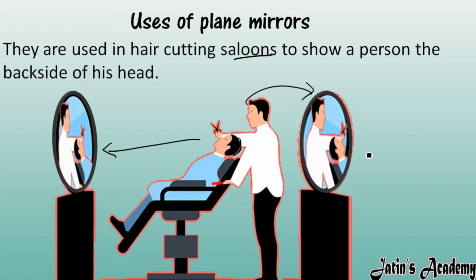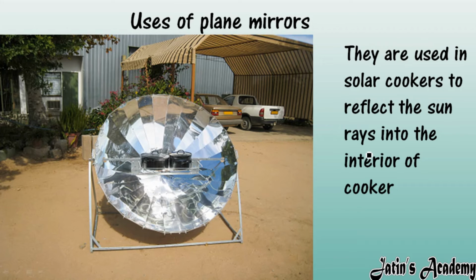That is why plane mirrors are also used in hair cutting salons. Next, plane mirrors are also used in solar cookers. This is a solar cooker, the black painted cooker you can see in this diagram. This is known as a solar cooker.